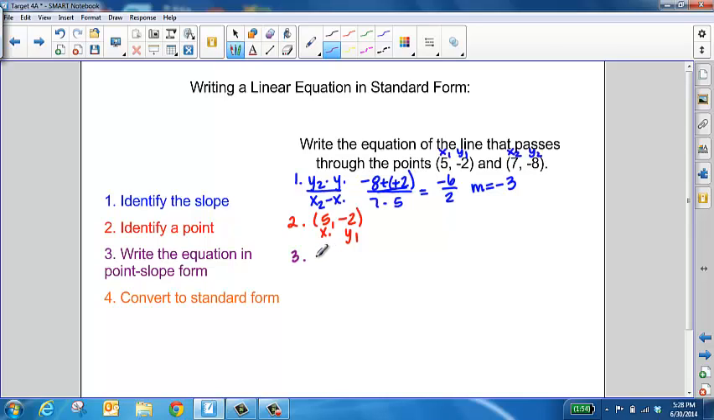So we would have y minus y1, but remember when we substitute in a negative into point-slope, it's going to change to plus 2. And then equals our slope, which is negative 3, times our x minus our x1, which is 5.